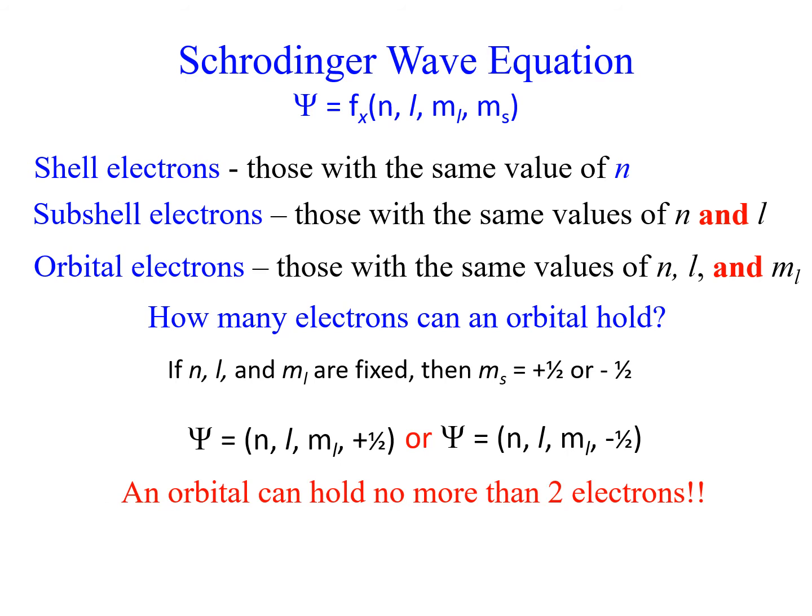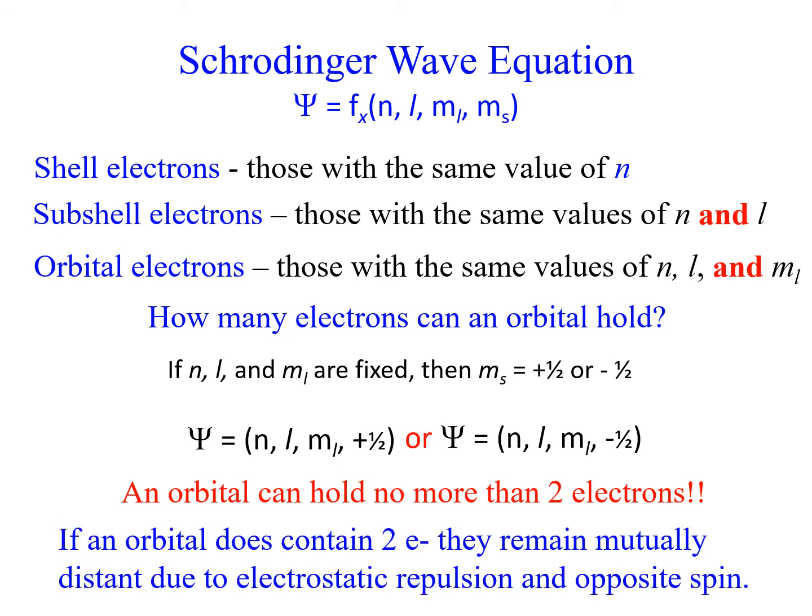And so an orbital can hold no more than 2 electrons. Remember that. That is important at the atomic level as well as at the molecular level. So if an orbital does contain 2 electrons, they remain mutually distant from one another due to the electrostatic repulsion and opposite spin.